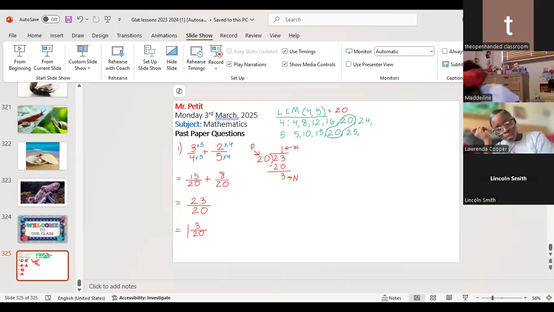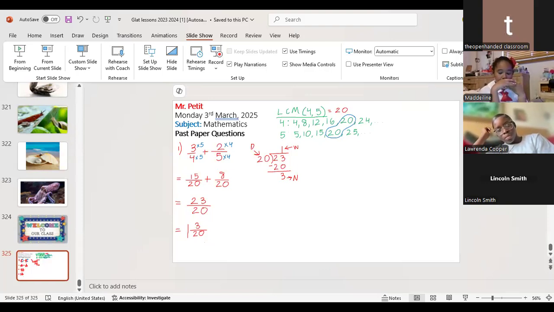So we have 3 over 4 plus 2 over 5. First, if we look at the denominators, the denominators are unlike. So we have to do the LCM. And the LCM for 4 and 5 is 20. So 4 times 5 is 20, and whatever goes to the bottom goes to the top.